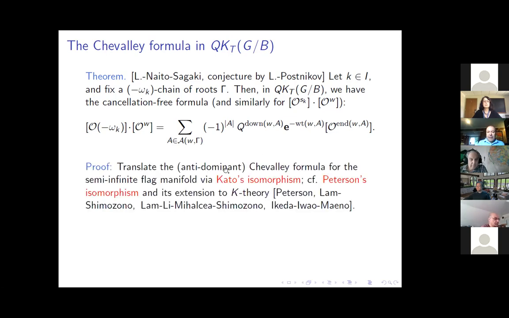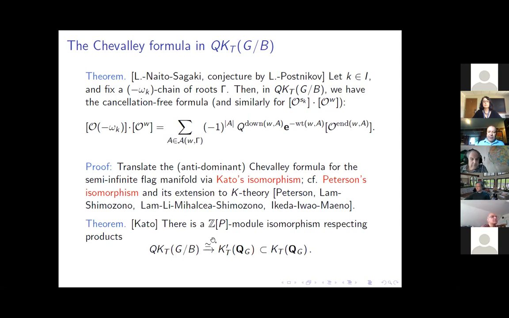And the proof is, as you suspect, just translating from the anti-dominant Chevalley formula for the semi-infinite flag manifold via this Kato isomorphism, which is this breakthrough that I mentioned. So the Kato isomorphism gives you a relation between the equivariant quantum K-theory of the finite flag manifold and the equivariant K-theory of the semi-infinite flag manifold.